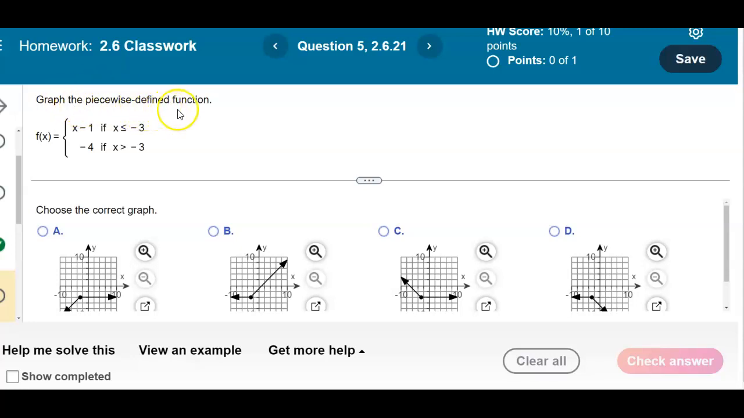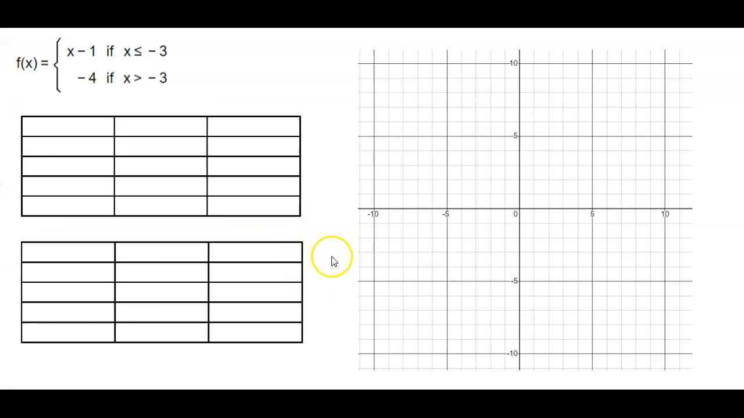Graph the piecewise defined function. We have f of x, which is equal to x minus 1 if x is less than or equal to negative 3, and f of x is equal to negative 4 if x is greater than negative 3. So let's go ahead and graph this piecewise function.